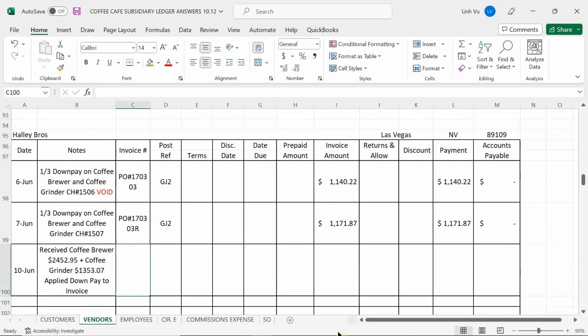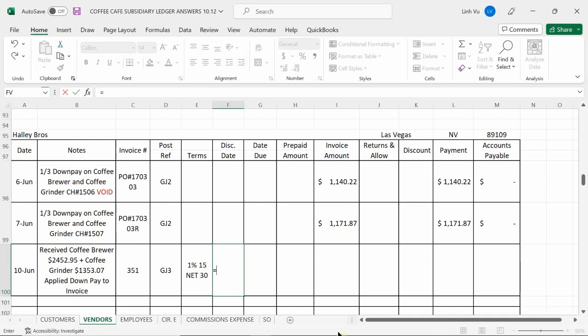Okay? Again, invoice number 351, General Journal, page 3. And did I receive terms? Yes, I did. I got a term opportunity of 1%, 15, net 30. I get 30 days to pay for this now. So I'm going to go ahead and take the date, add 15 days. So that means my discount opportunity will end on the 25th of June.